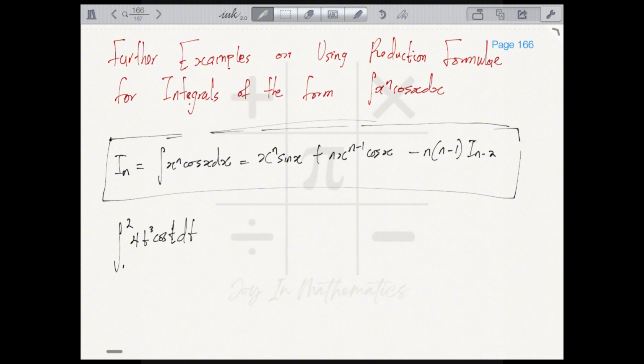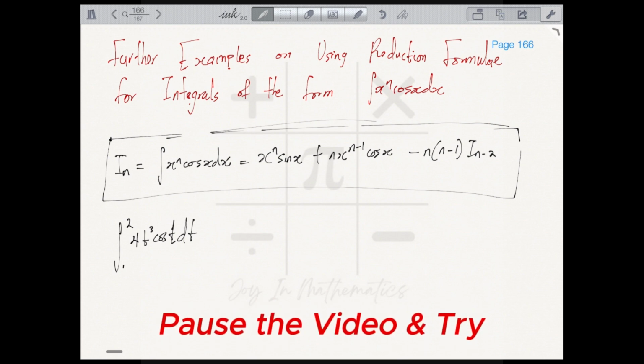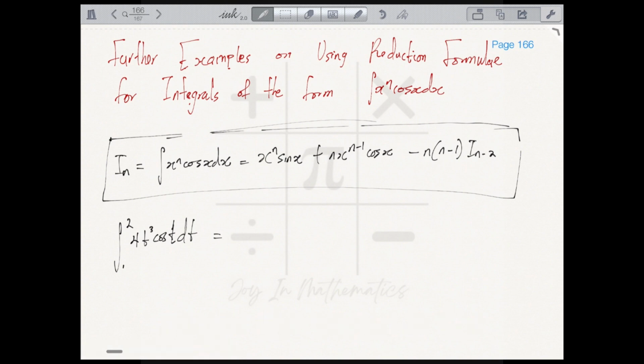Now we are given this question to evaluate the integral from lower limit 1 to upper limit 2 of 4t^3 cos t dt. Since 4 is a constant, it can be brought outside the integral sign. So this will give us 4 times the integral of t^3 cos t dt. Now this is similar to x^n cos x, but this time the variable is just t.